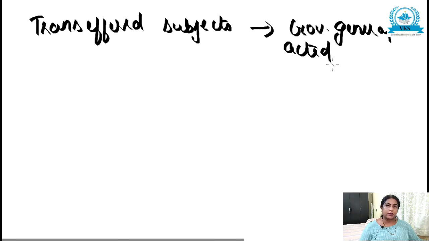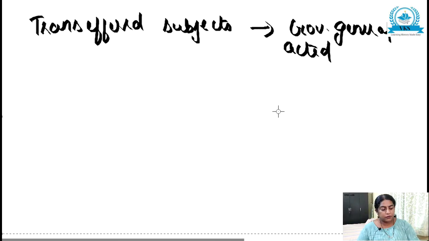So reserved subjects, then transferred subjects. These two things were maintained by the Governor General. So that is diarchy at the center. Some executive authority was given to the Governor General regarding the administration of reserved subjects as well as transferred subjects. In reserved subjects, the Governor General was helped by councillors. Regarding transferred subjects, the Governor General acted on the advice of the Council of Ministers.